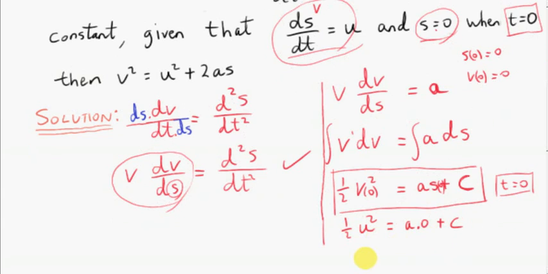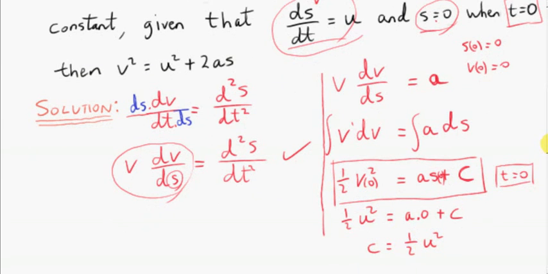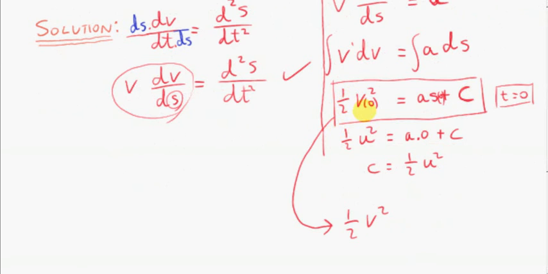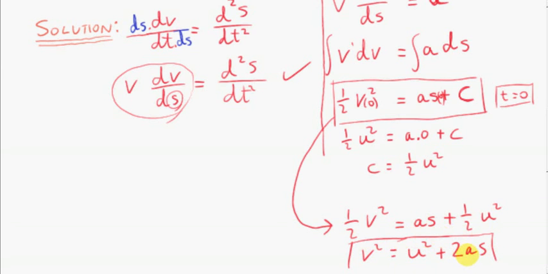So now you see we know what c is. c is just a half u squared. We found c. So we take our general solution, this thing here, and replace c with a half u squared to get a particular solution. So we just copy out this. A half v squared equals a times s plus c, which is a half u squared. Multiply both sides by 2. v squared equals 2as plus u squared, or v squared equals u squared plus 2as, the familiar formula that we saw in the first part of the course for linear motion with constant acceleration.